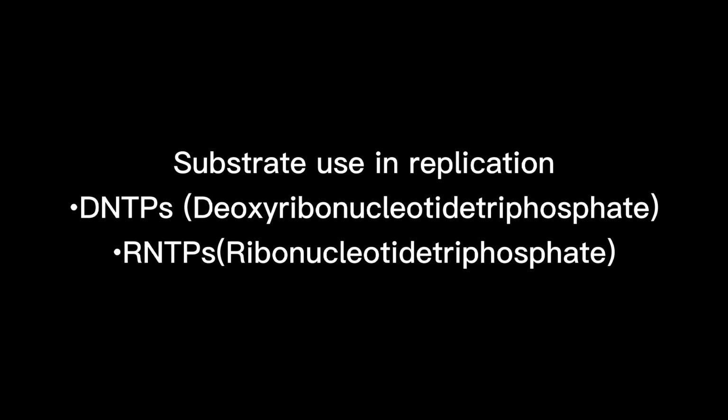In order to have a successful DNA replication, there are requirements. First is the substrate used in replication. The dNTPs, or deoxyribonucleotide triphosphates, and the rNTPs, ribonucleotide triphosphates, are a form of energy that initiate and sustain the synthesis at the replication fork. dNTPs synthesize the DNA molecule, while the rNTPs synthesize the primer molecule.